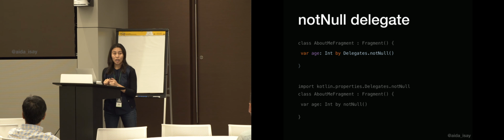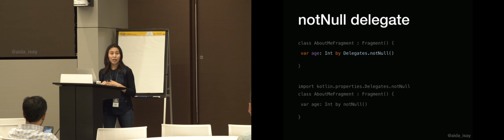And when you try to access the notNull delegate before setting a value, you would get an illegal state exception instead of the Kotlin null pointer exception that lateinit usually throws at you. And obviously the application is going to crash. So you have to always keep in mind that you have to set a value before the first attempt of usage.